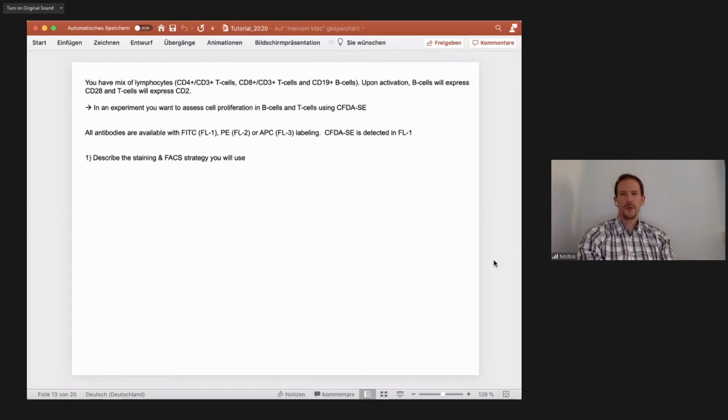What's the first thing you usually do in a FACS? Stain the cells, or mark them with antibodies. Yeah, okay, yes. So let's assume that's already all been done. So now you're measuring. So what would you look at first?